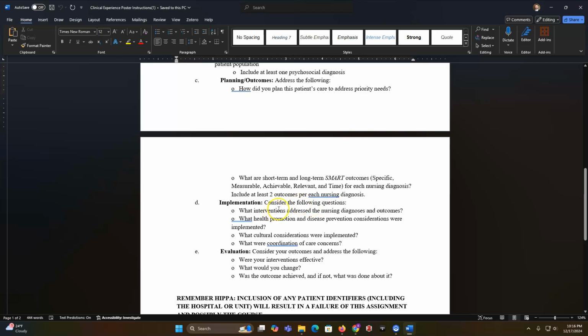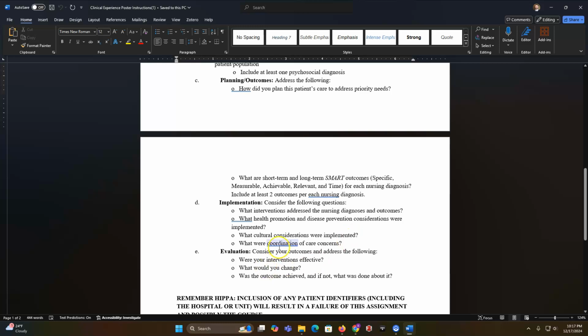Implementation, what did you do? What were your interventions? What were the outcomes of that? Did it help? Did it not help? Was it indifferent? How did you promote their health and prevent diseases within them? What cultural considerations did you implement? What was their religion? Did you have any sage? Did you have any ambulance? Did you have a rosary in the room? I don't know about your patient, but what did you all do for them?